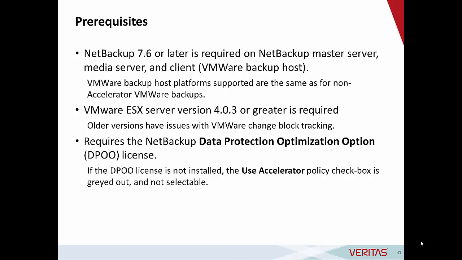The prerequisites for Accelerator for VMware are that NetBackup 7.6 or later is running on the NetBackup master server and the media server, and if the VMware backup host is a host other than the media server, then that client also needs to be running NetBackup 7.6 or later. Which platforms are supported is the same as for non-accelerated VMware backups. On the VMware side, ESX Server 4.0.3 or greater is required. That's to make sure we don't run into older versions that have bugs with CBT.